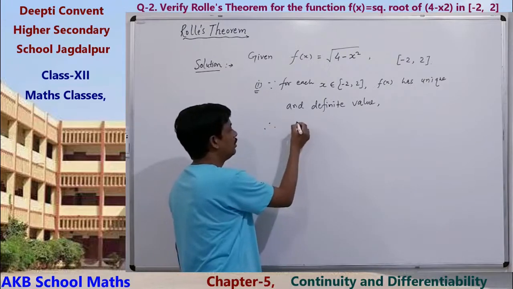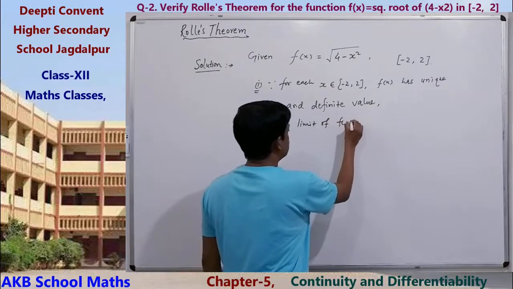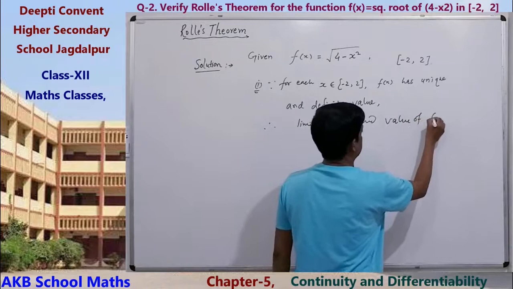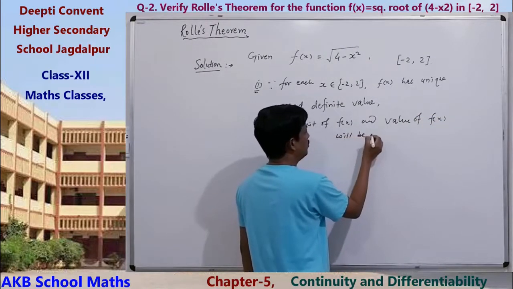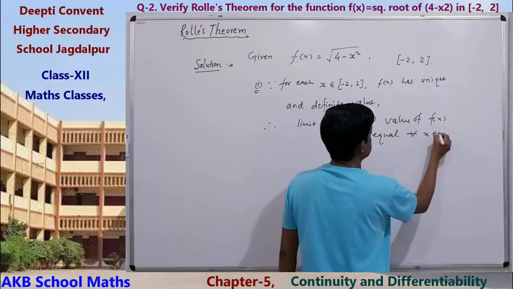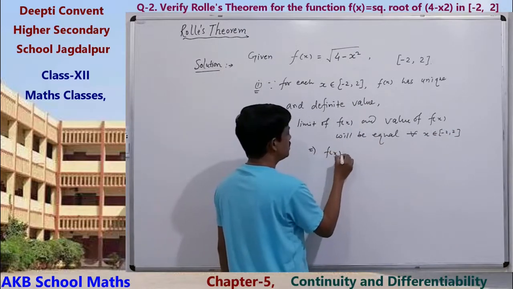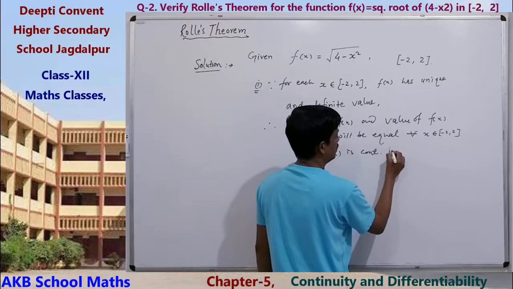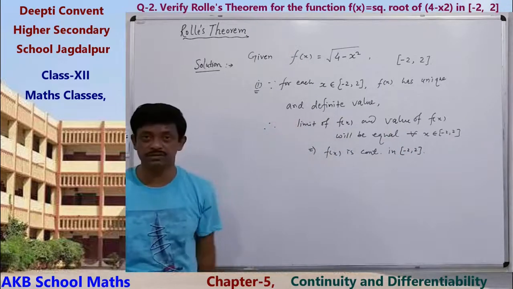Therefore, the limit of the function and the value of the function will be equal for all x belonging to minus 2 to 2. That is, f x is continuous in minus 2 to 2. This first condition is satisfied.